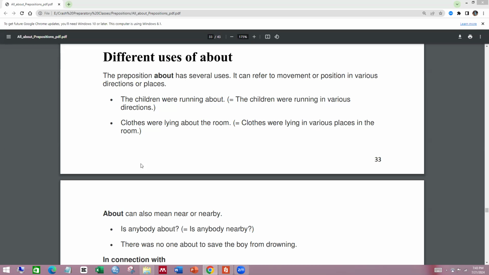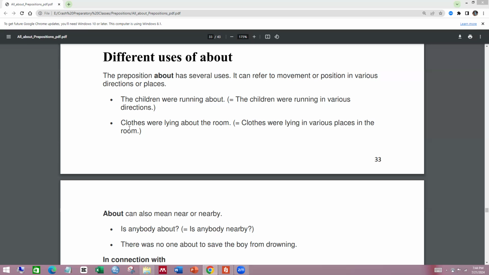So we were studying prepositions and we covered lots of prepositions with their appropriateness and the rules they follow. So we are looking forward to more such prepositions which are repeatedly used in writing and in English error corrections. So today we have different uses of about and some appropriate prepositions. Preposition about has several uses.